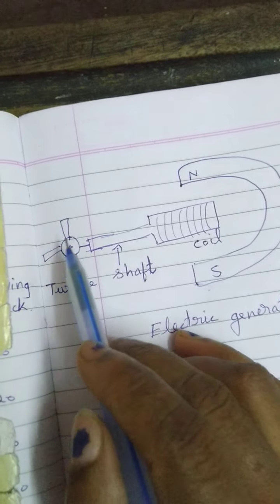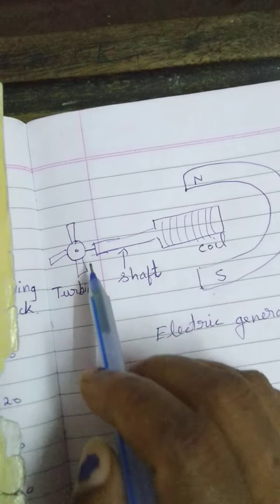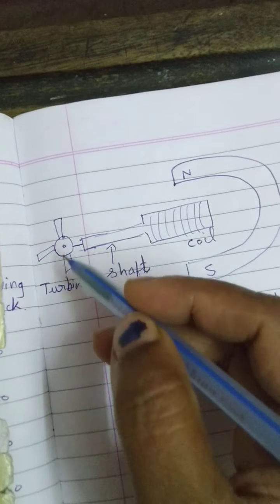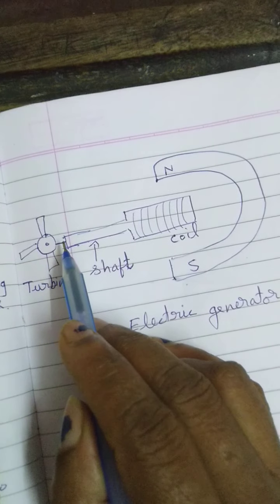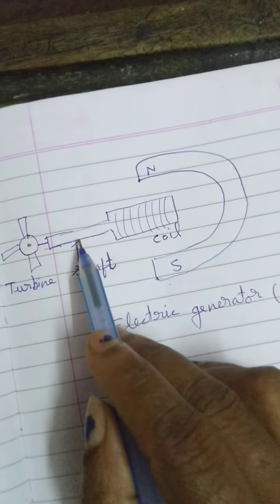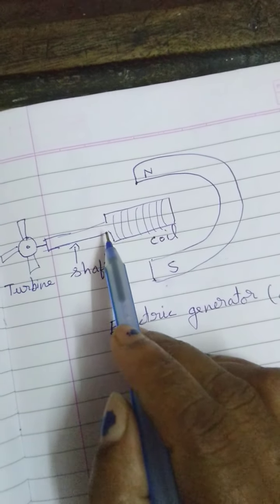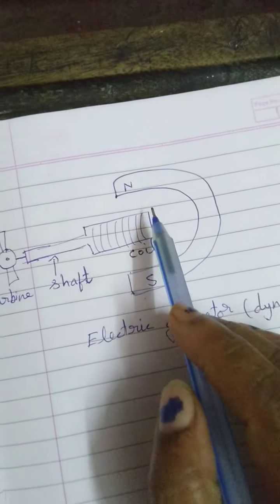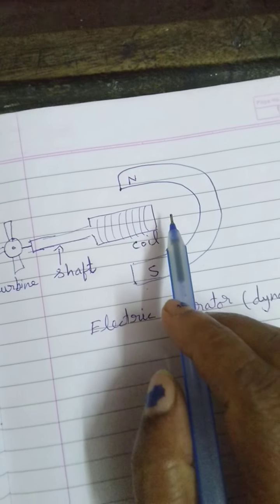If this wheel is rotated mechanically with the help of the hand, or if it is rotated using some other force, then when the turbine rotates, the turbine is connected to the shaft of the electric generator. This is called the shaft. And see the construction of the electric generator. An electric generator means the device which generates electricity.